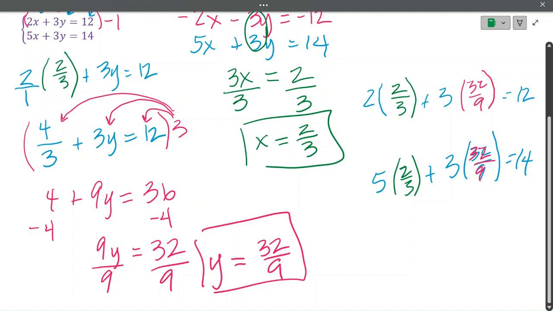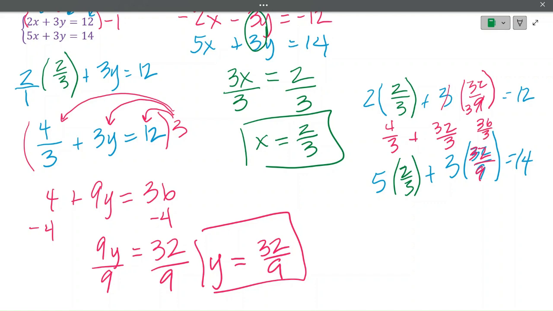All right, here we go. I'm going to pop this into my calculator, although you could do this the long way. So I end up with 4/3 plus, I'm just going to simplify this, 32/3. Actually, I don't need my calculator. 4 plus 32 is 36 over 3, and that does in fact equal 12. So that works.